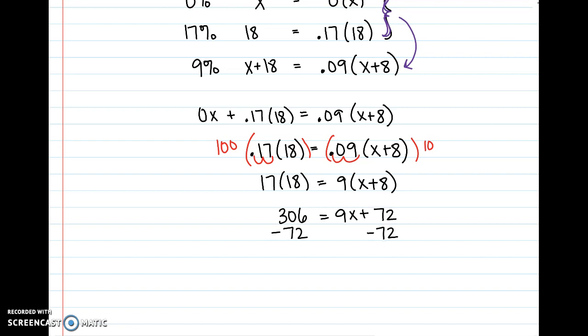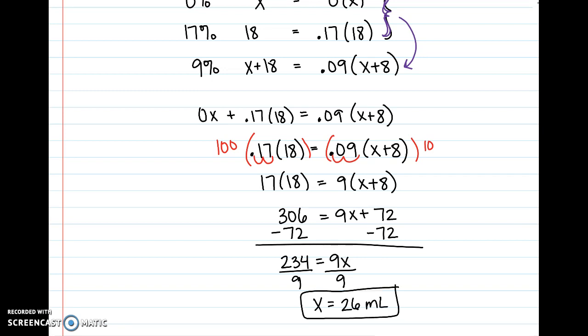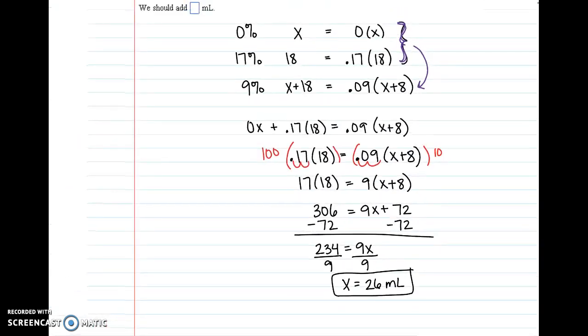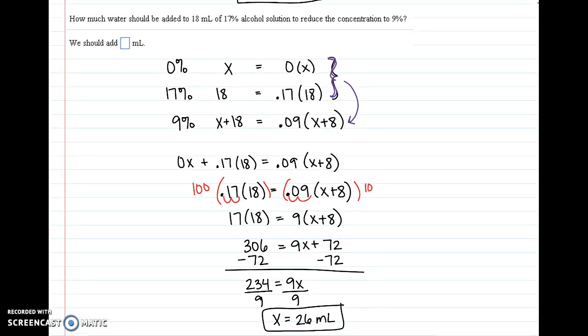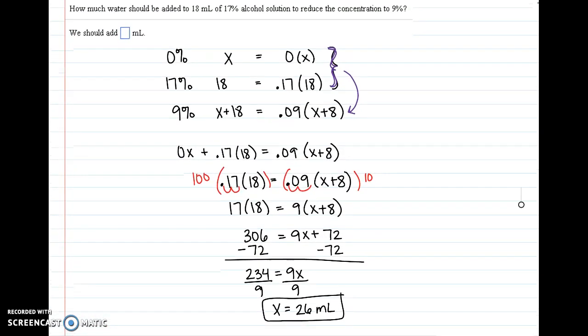Then I'm going to get my number parts together. 306 minus 72 is 234. Divide both sides by 9, and I get x equals 26 milliliters. So, did I answer the question? Yes, I did. We need to add 26 milliliters of water to our solution to reduce the concentration to 9%.